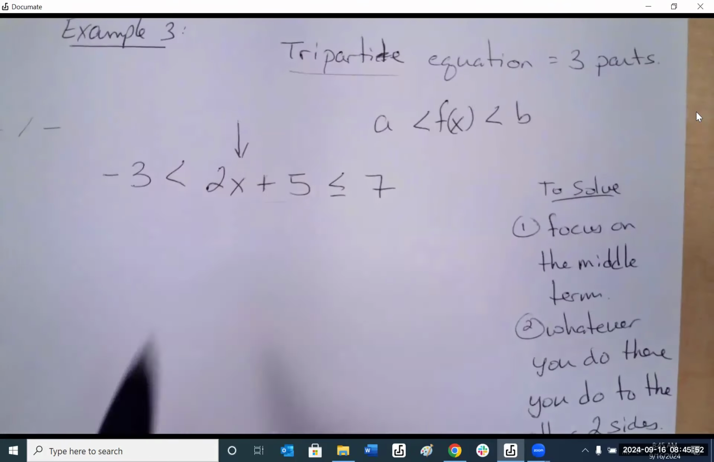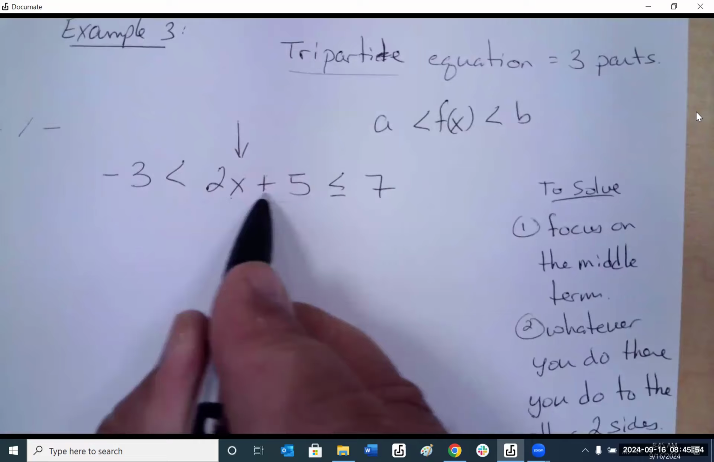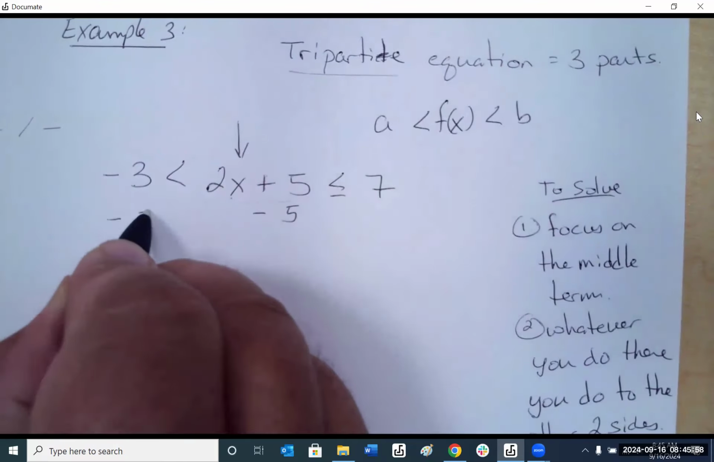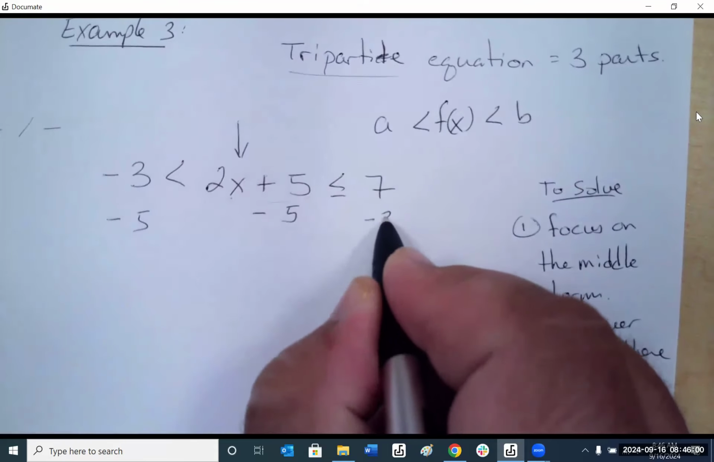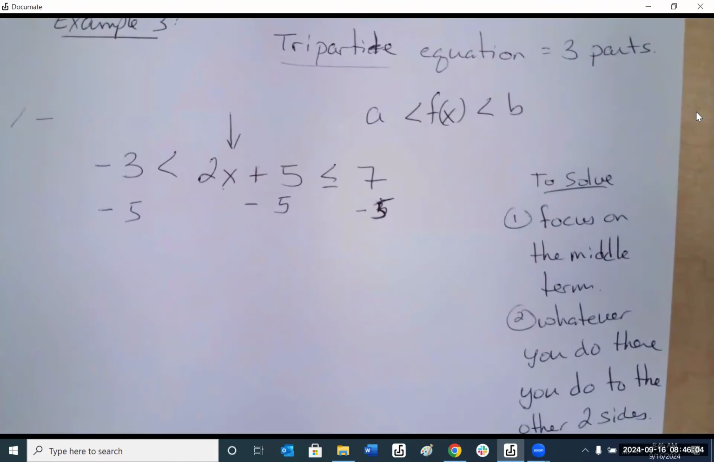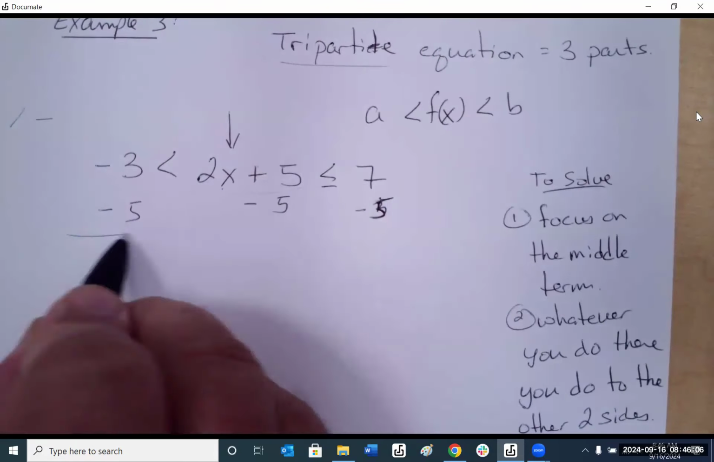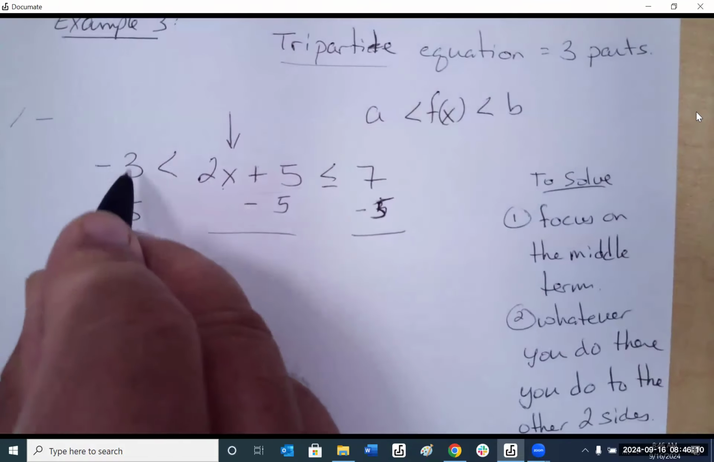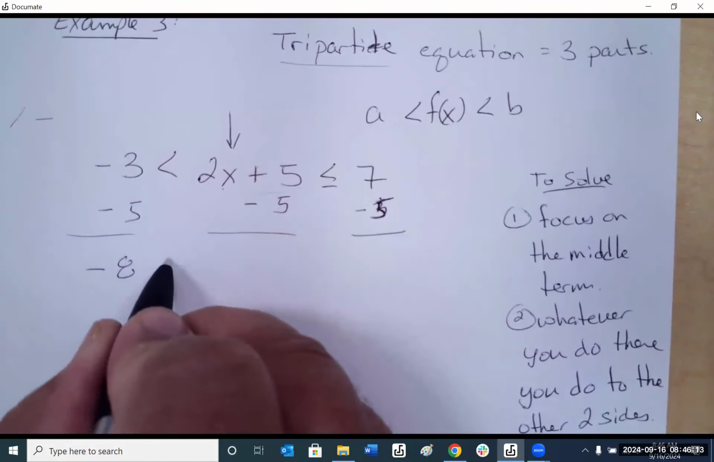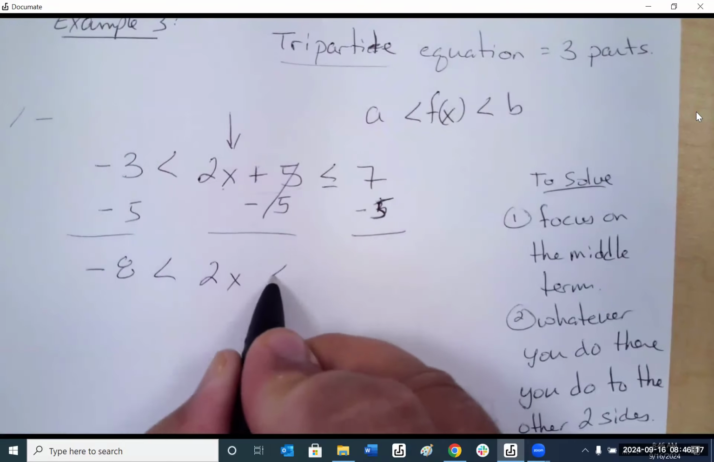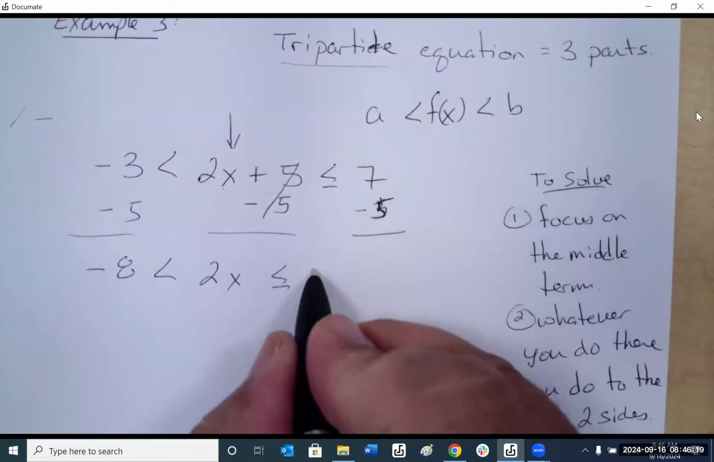All right, so here, since we're solving for X, get rid of pluses and minuses. So we get rid of the 5. We subtract 5 from all 3 terms. They're both negative. 5 plus 3 is 8. The 5s cancel.